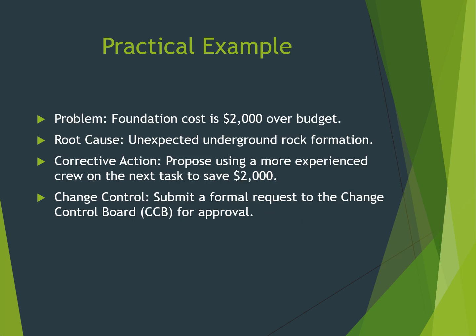Let's walk through a quick example. Imagine you're managing a construction project to build a house and the foundation work ends up costing you $2,000 more than you planned because of an unexpected rock formation. Your proposed action is to use a more experienced crew on the next task, framing the walls, to save $2,000 and offset the overage. You then formalize this into a change request and submit it to the CCB for approval. Once approved, you implement the change and monitor its success.